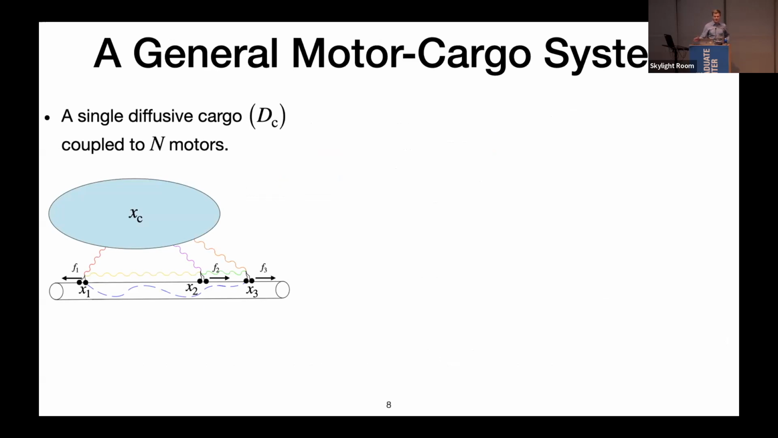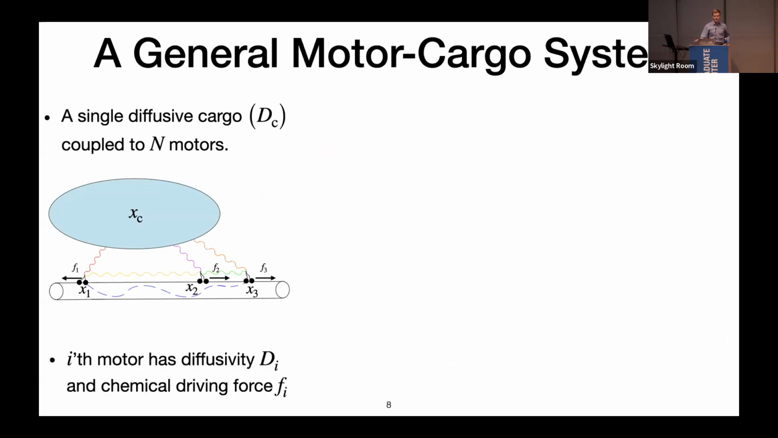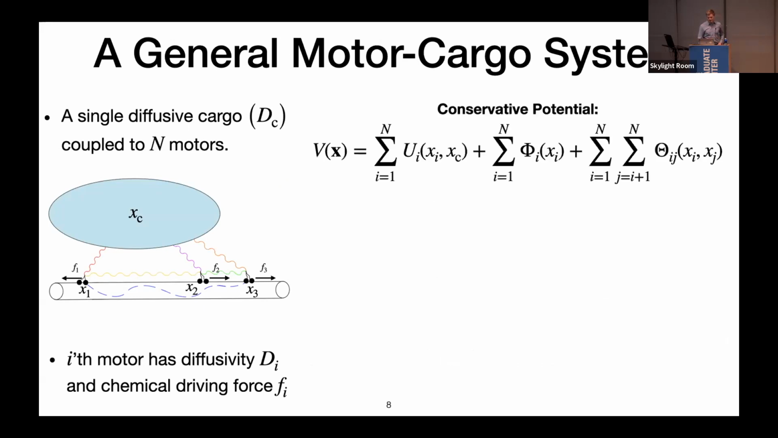So we consider a diffusive cargo with some diffusivity coupled to an arbitrary number of motors. Each motor can be described by some diffusion coefficient and some kind of chemical driving force. These need not be equal or even in the same direction. And then the components of this system, the motors and cargo, are linked together by some kind of conservative potential.